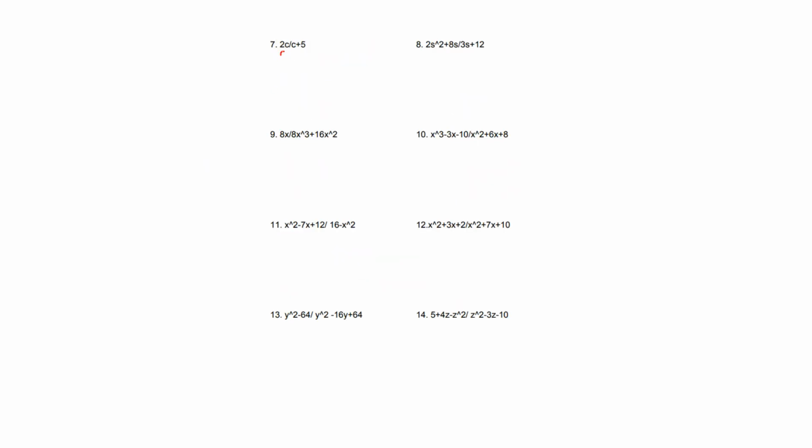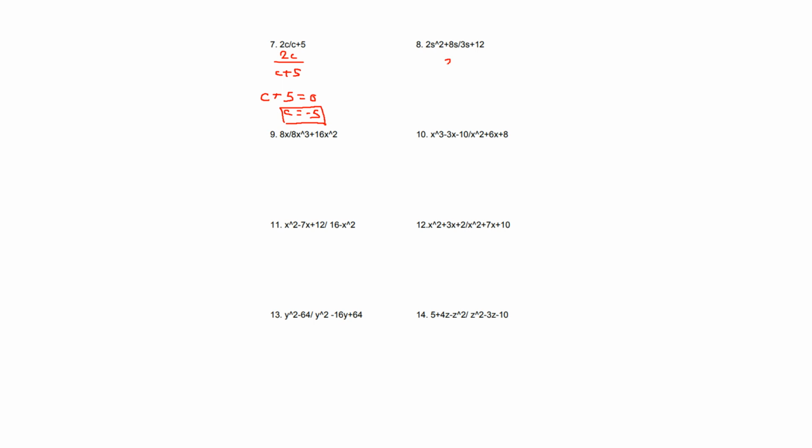Number 7 here, we have 2c over c plus 5. And same thing, it's a fraction. So we have to set the denominator equal to 0 to find our excluded value. So c is going to equal negative 5.